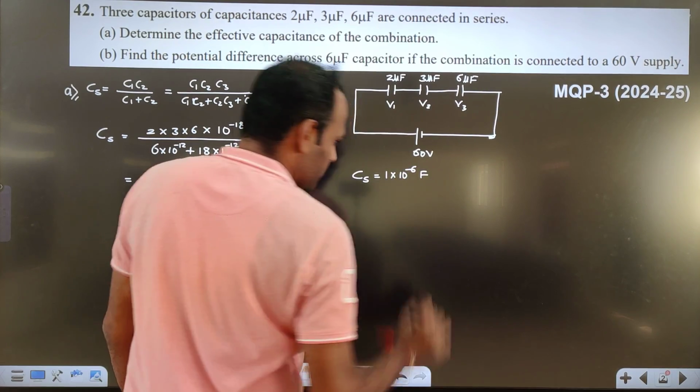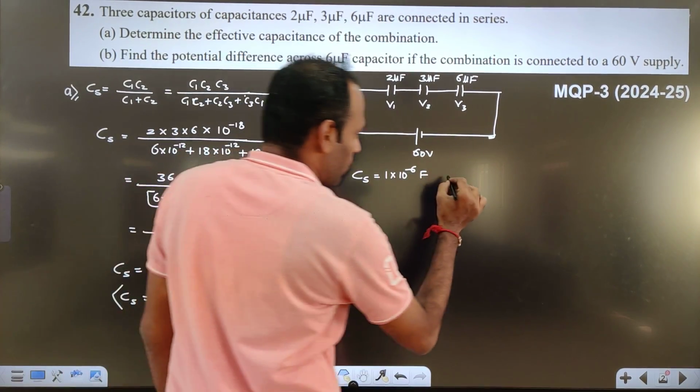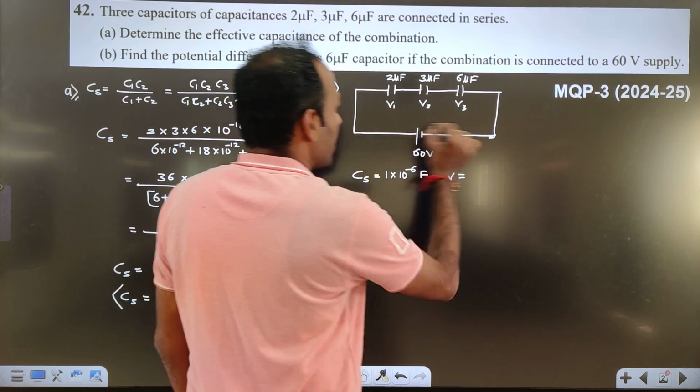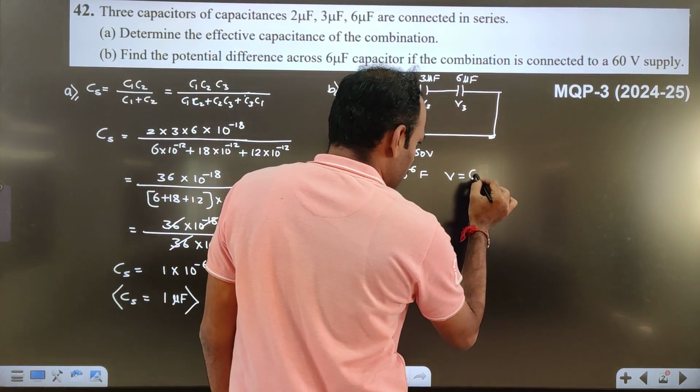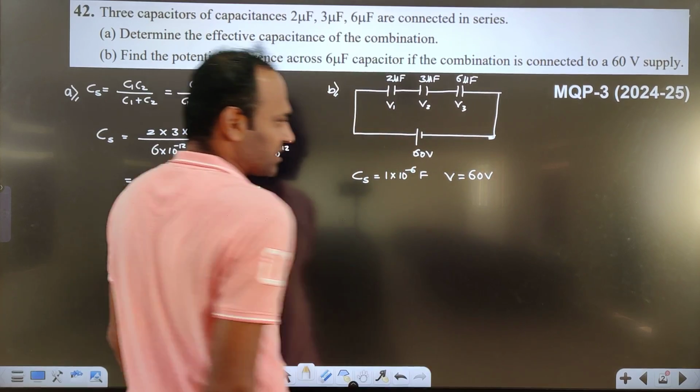1 microfarad. This much is the effective capacitance. How much is the voltage applied for that effective series combination of the capacitance? How much voltage we have applied? We have applied it as 60 volt.